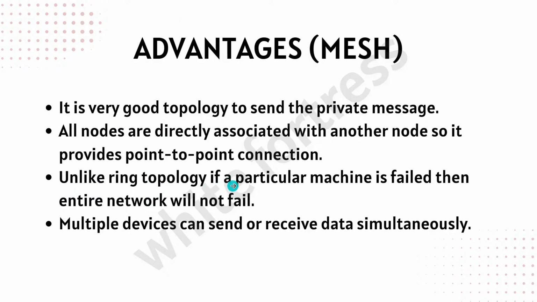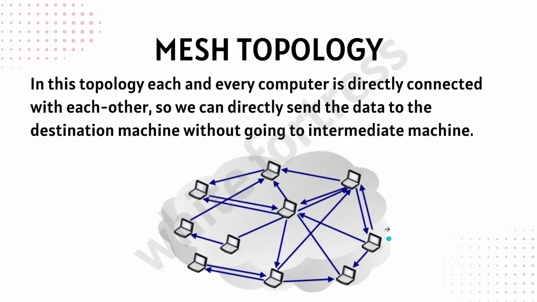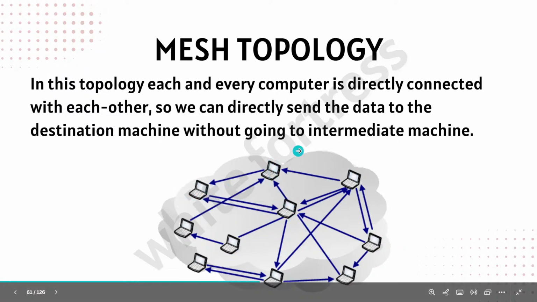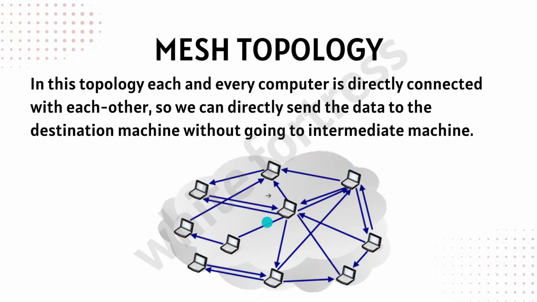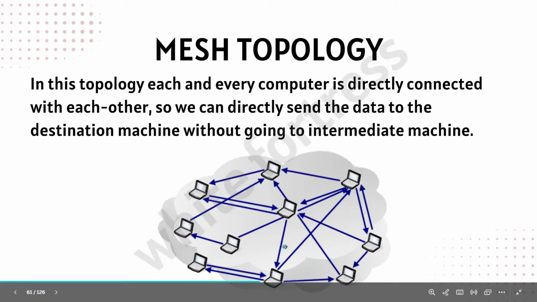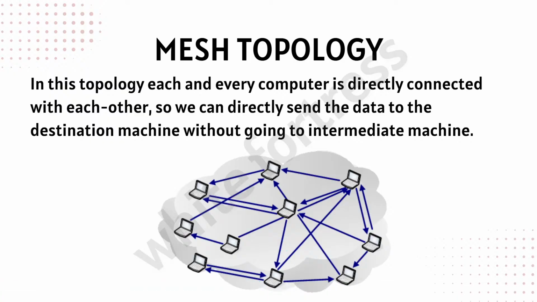So unlike ring topology, if a particular machine fails, then the entire network will not fail. Multiple devices can send or receive data simultaneously with each other. If this wants to send data to this, then whosoever wants to send data to another system, they can send it simultaneously. They do not have to wait, and there will be no data collision.